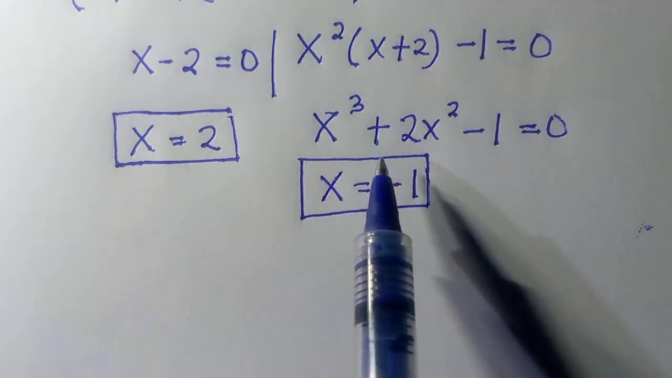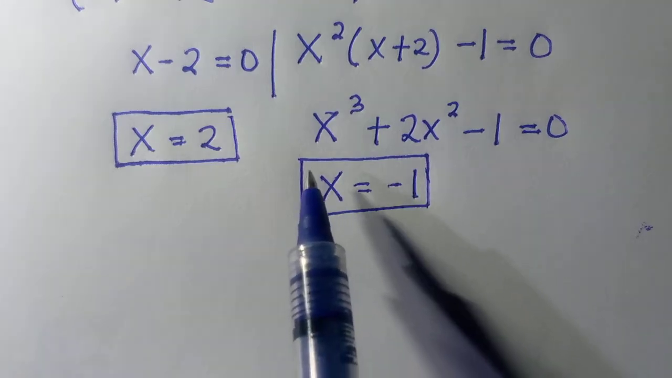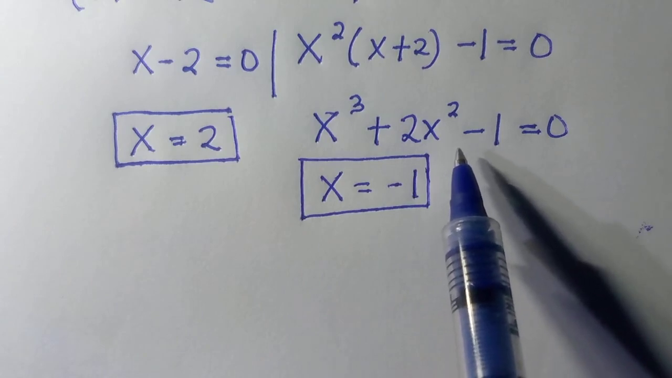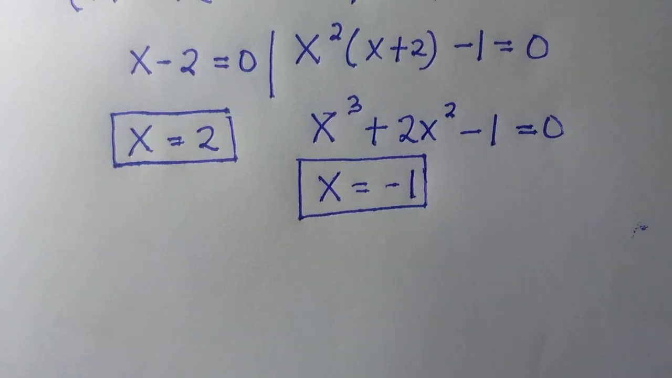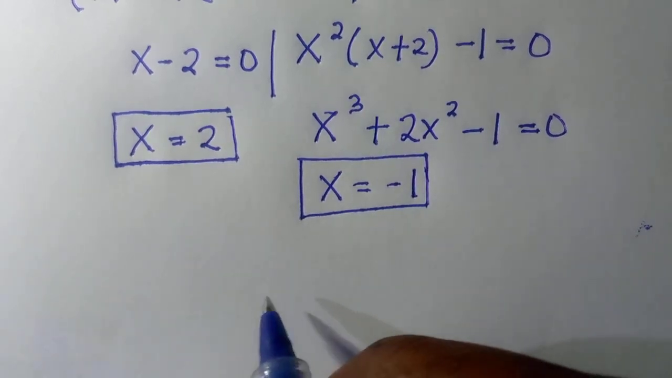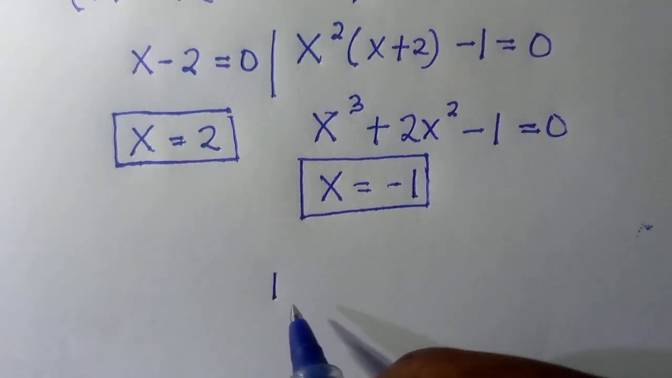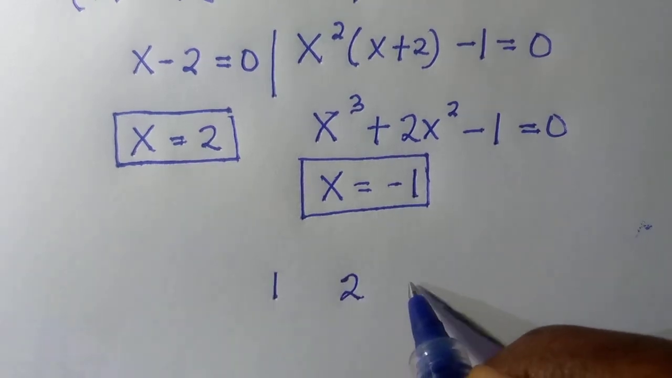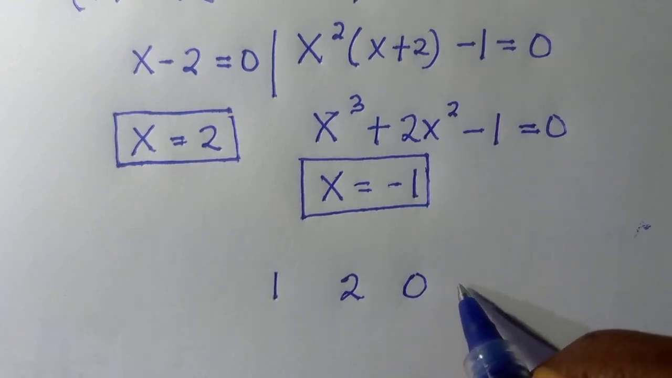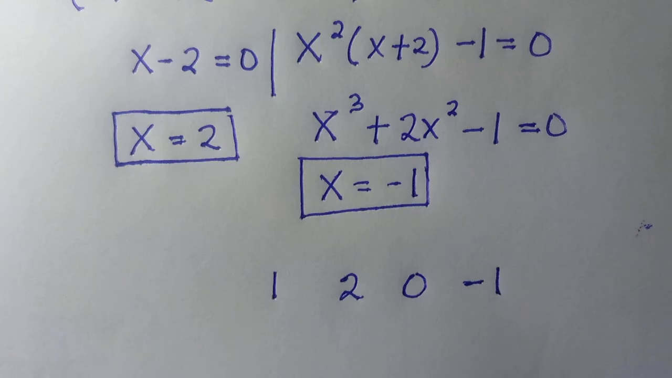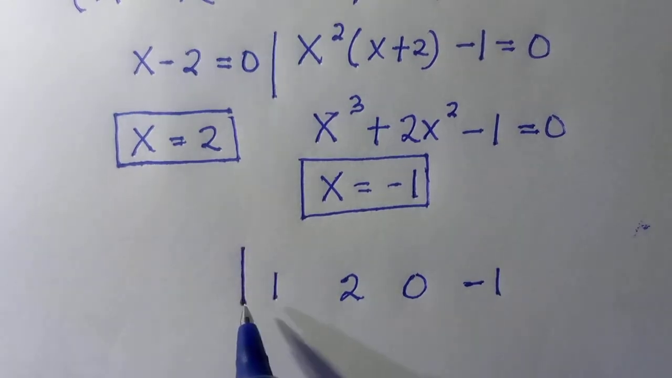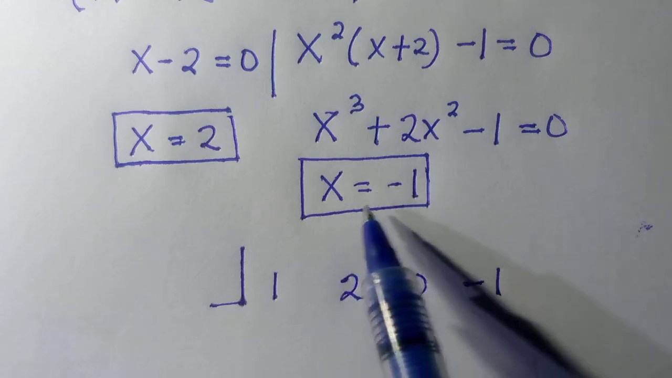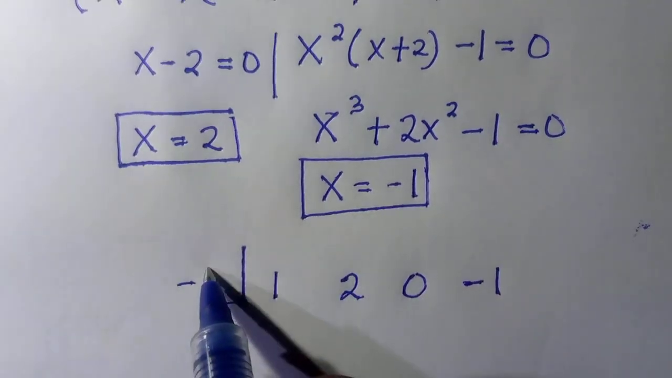We consider the coefficients of all these terms: the coefficient of x³, the coefficient of x², and something is not there, which is x. We have to consider the coefficient of everything, and we write it like this. For x³ we have 1, while for x² we have 2. For x that is not there, the coefficient is 0, and the last part is −1, which is the constant. So let's say one of the roots of this is −1. We have to put it here.